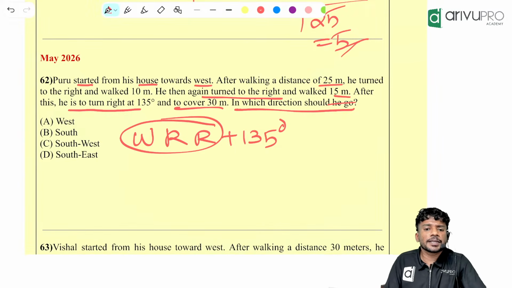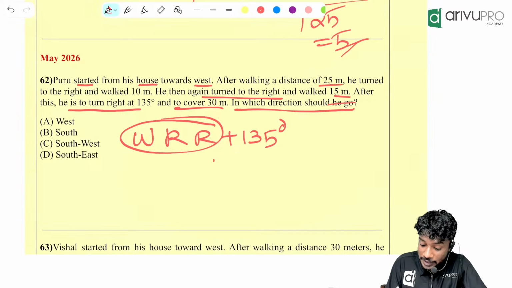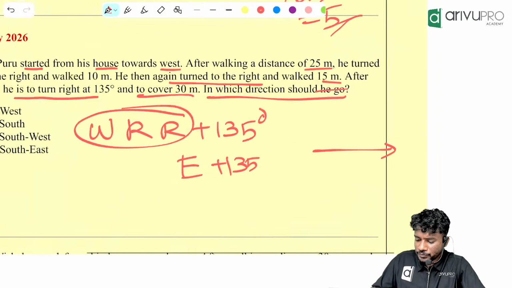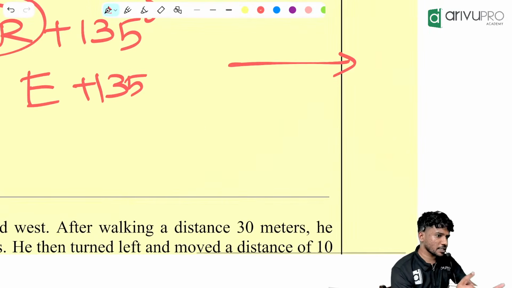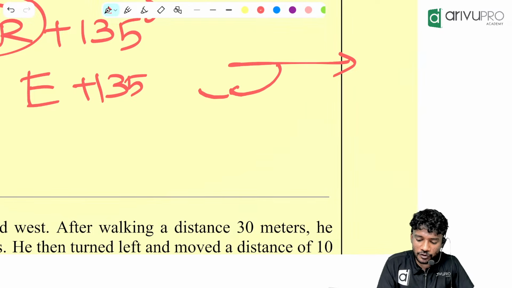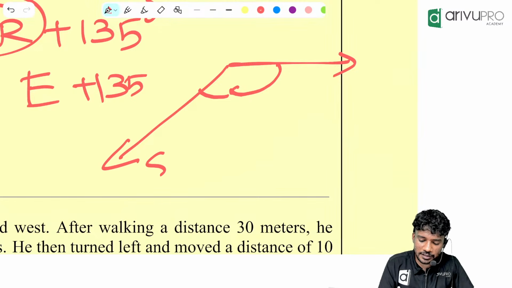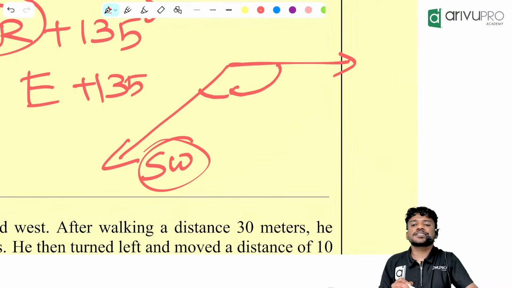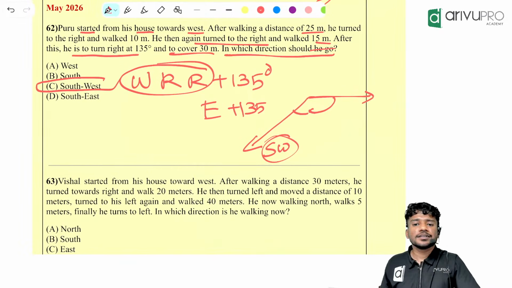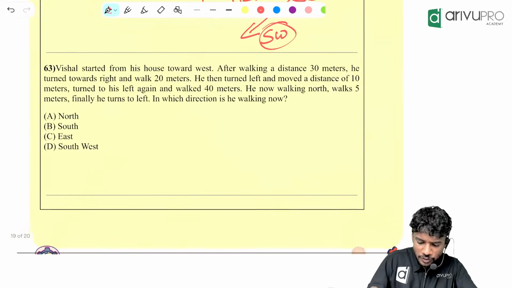West right will become what, people? West right will become east, opposite, plus 135 degrees. Now a person is looking east. Plus 135 degrees means clockwise. If you move this much, it is 90. Then again some more 45 you should move. Now this direction is what, people? Southwest direction. Which option is the answer? Option C. That's done. Then going to the next question.